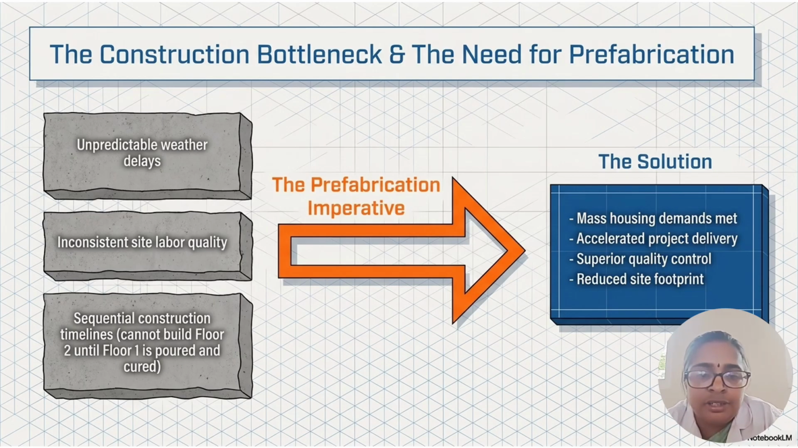And this slide shows you the need for prefabrication. In on-site construction, we have weather delays, inconsistent site labor quality, and sequential construction timelines, whereas in prefabrication, mass housing demands can be met, with accelerated project delivery, superior quality control, and reduced site footprint. So these are the advantages over on-site construction.